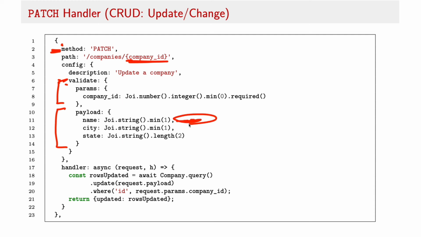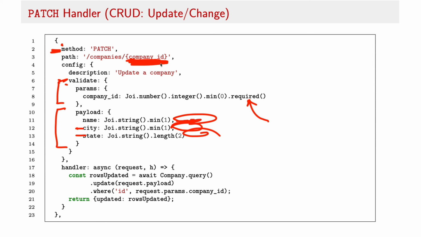So one change here is that none of these are required as such. If I leave off the name or the city or the state, Hapi is going to be okay with that. And that's really what I want to have happen here. I don't want to be forced to include all of the possible fields for that company. I'd like to be able to just include the ones that I want to change. So if the company moved from one city to another, we could update just the city and the state, and that would be fine. We want to drop the required there. I left the required alone in this validator, though, because I can't update a company if I don't know which company to update. That has to be there.